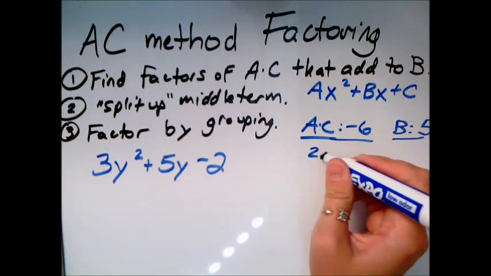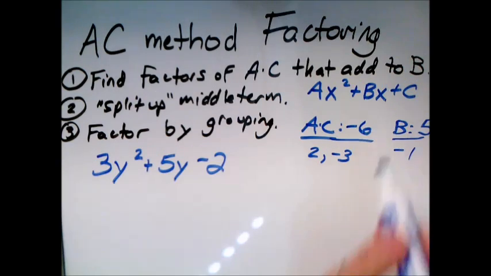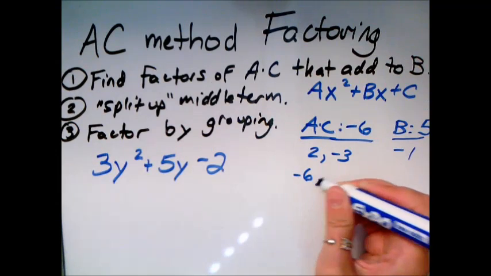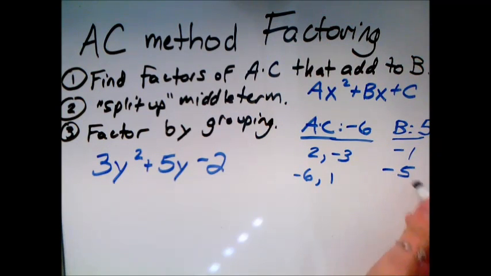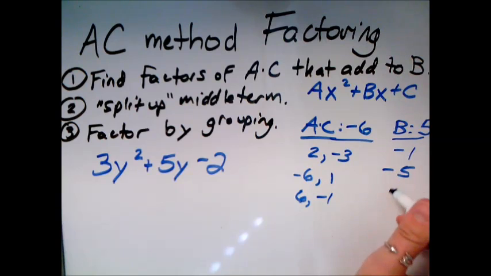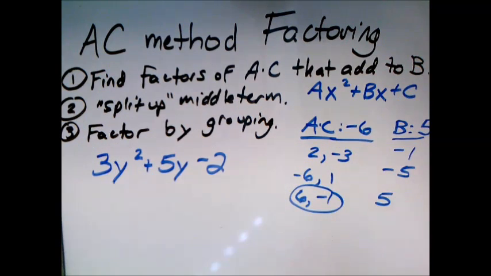So at first 2 and 3 jump out at me, but be careful, one of them has to be negative to multiply to a -6, and that would add to -1, so that's not quite what we want. Maybe -6 and 1. That's close, it adds to -5. So what if we just change the signs? 6 and -1, they still multiply to -6, but they add to 5. So we found our two factors.